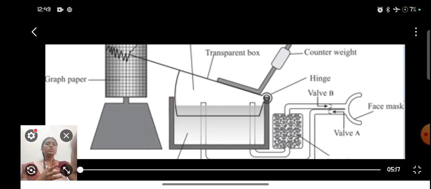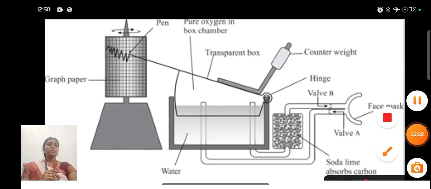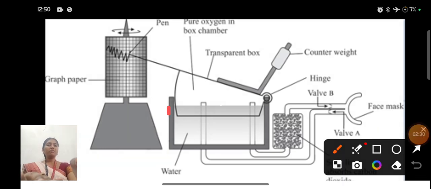So now I'm going to explain what is the working function of this spirometer. See this diagram of spirometer setup. Initially we have in this setup a trough. Okay, one trough is there. This is called trough. Inside the trough they have filled with water.